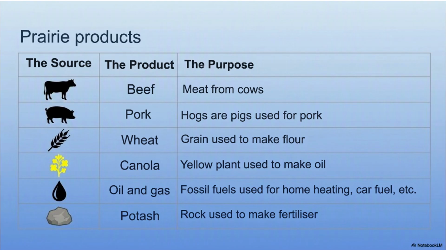Prairie products. Read about the source, product, and purpose of 6 main prairie products: beef, pork, wheat, canola, oil and gas, and potash.